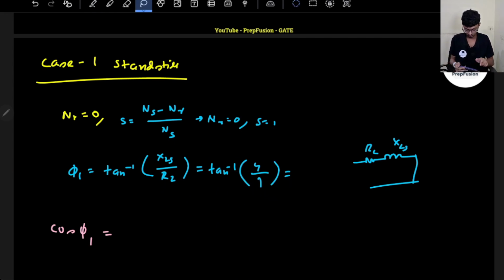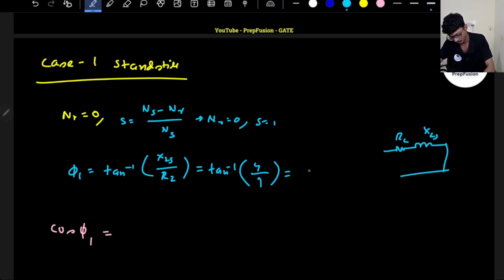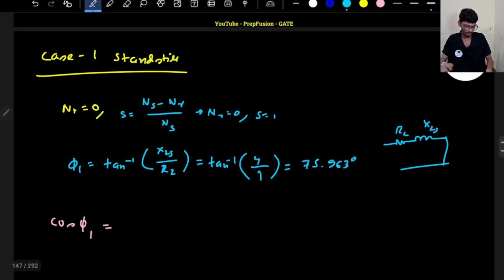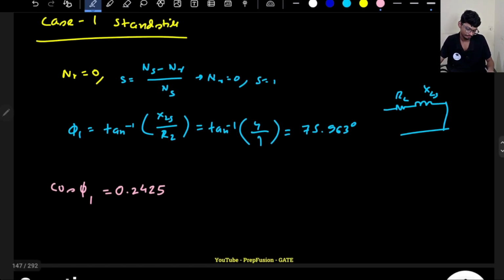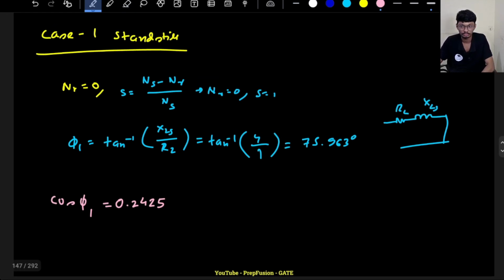Okay, so tan inverse, 75.963 is the angle. So what will be the power factor? I have to do cos of this. So cos of this will be 0.425. Yeah, power factor will be this in the case 1.